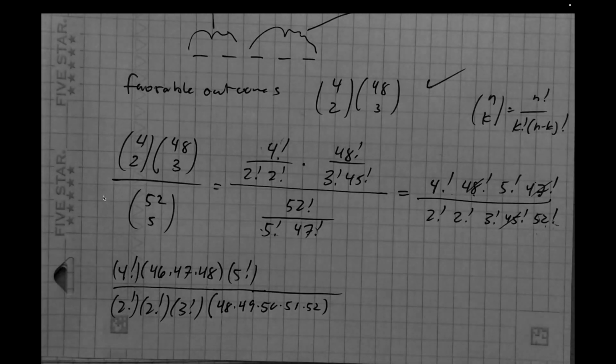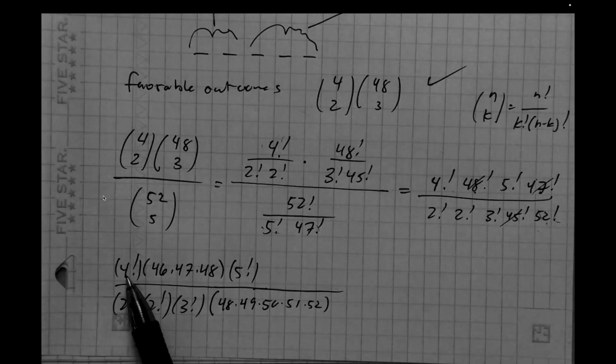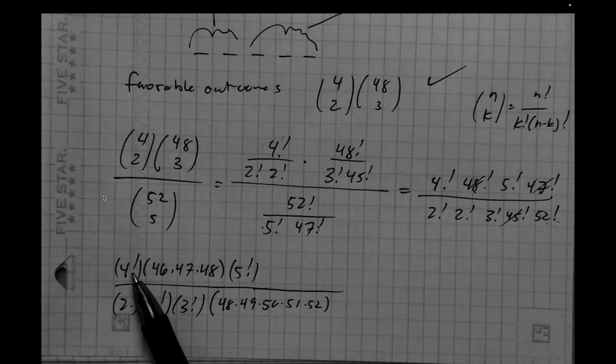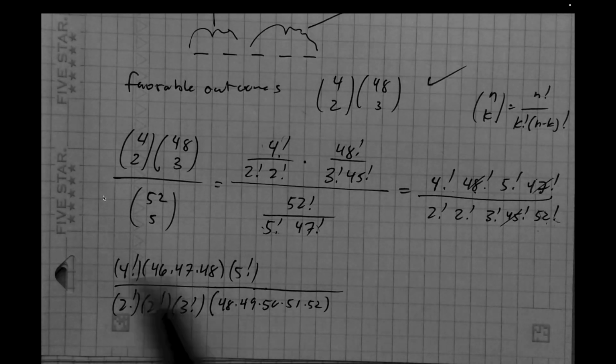Okay, well, the 5 factorial, that's 120. 4 factorial and the 2 factorials will cancel, or you could just explicitly calculate them. 4 times 3 times 2, no problem. But then, you really got to pull out a calculator to figure out what this all is worth.